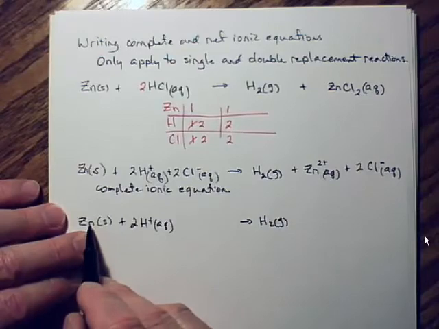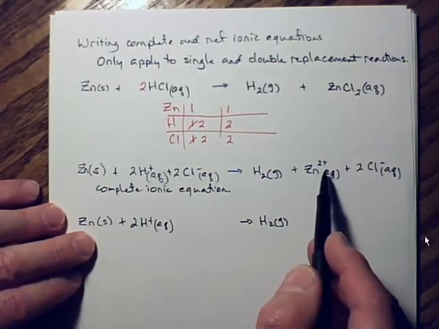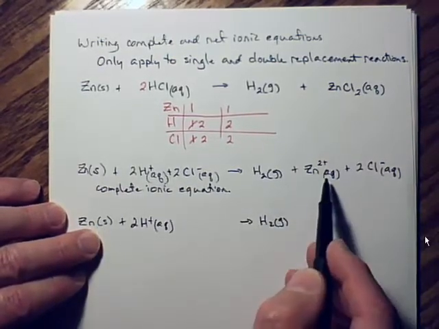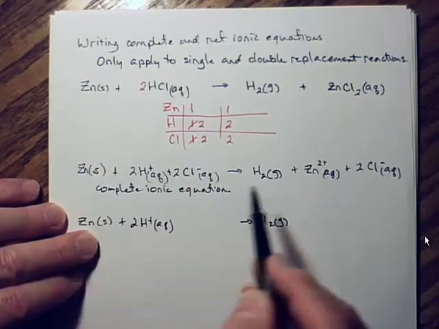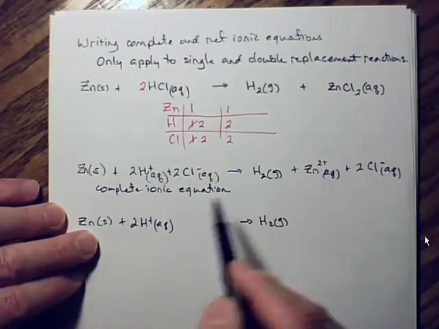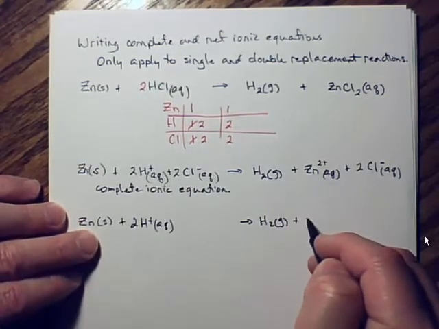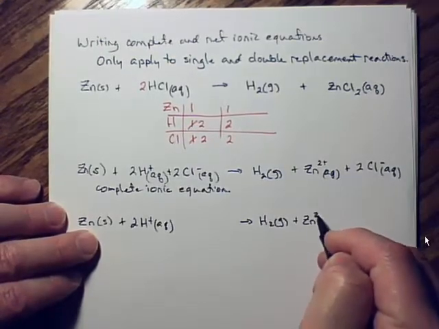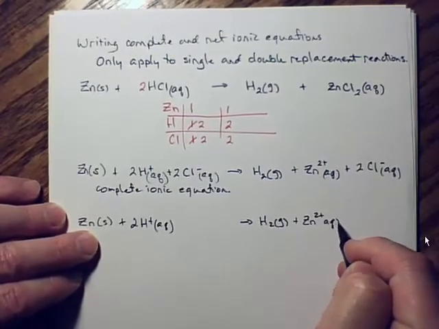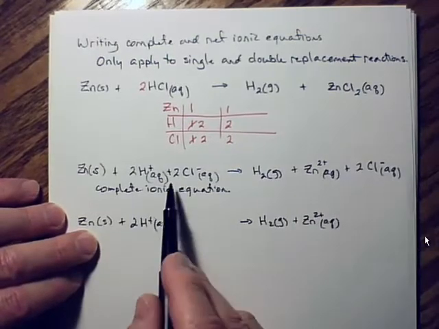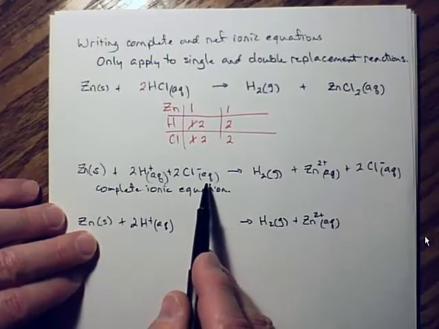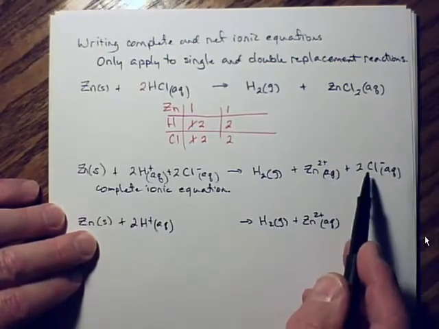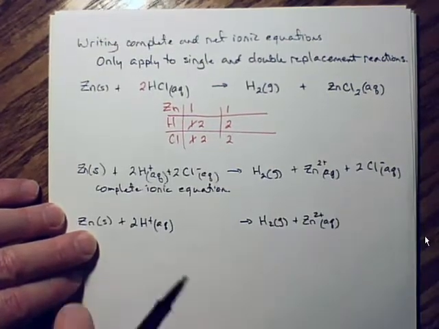And this zinc over here that's a solid is not the same as this zinc. This is a solid, that's aqueous. This has no charge, that has a charge. Two different things that we're going to keep both of those. 2 chloride ions, aqueous. 2 chloride ions, aqueous. We don't keep those.